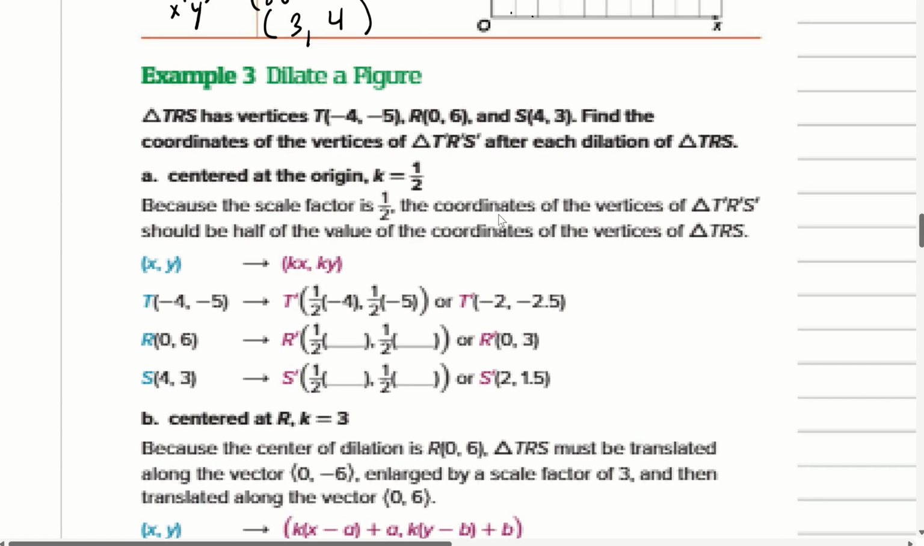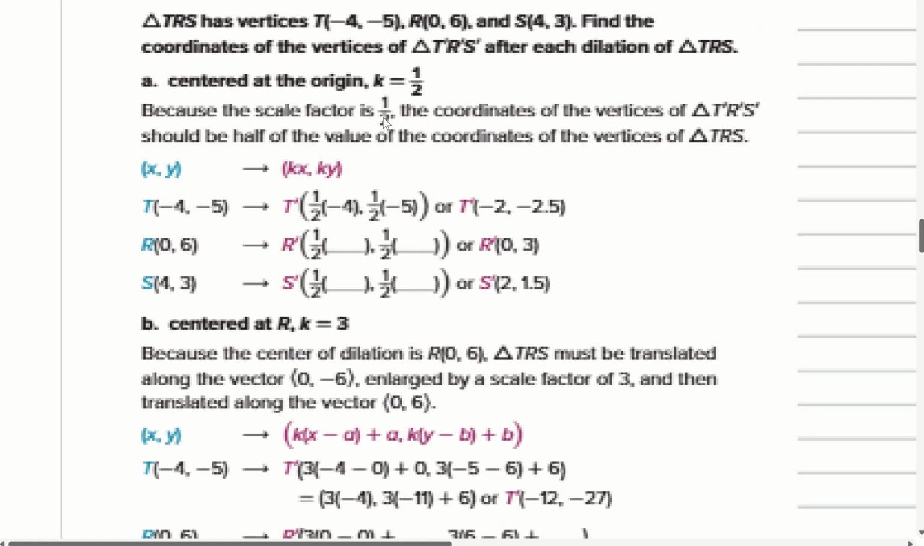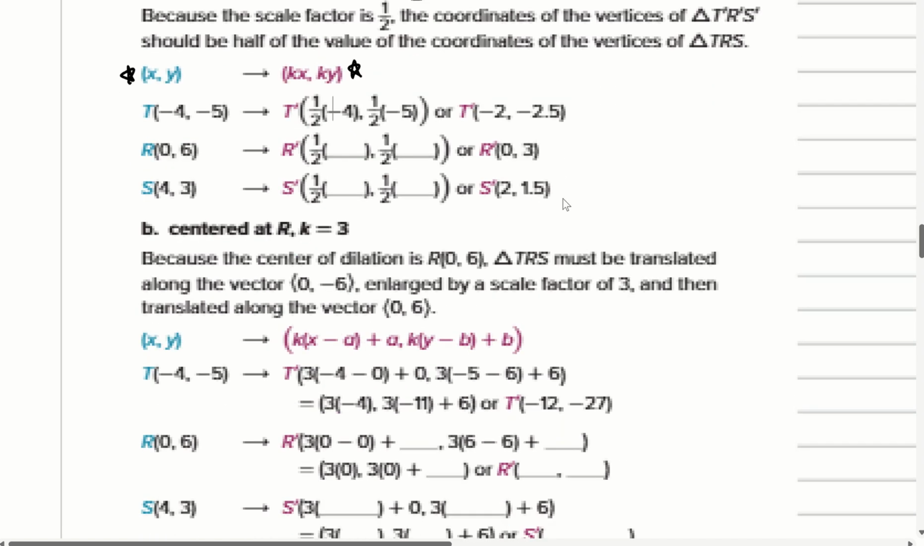I gave you examples of each. So let's look at example 3. Triangle TRS has the following vertices. Find the coordinates of the vertices after each dilation. So centered at the origin, K equals 1/2. So we're doing it at the origin. That means we're going to use the rule for dilation about the origin. Okay, so you just got to take the coordinates and multiply them by K equals 1/2, right?